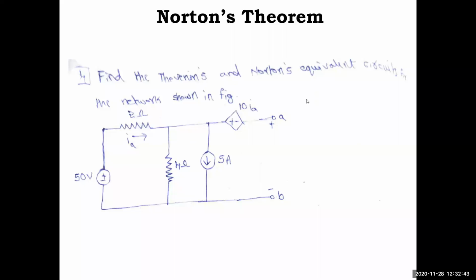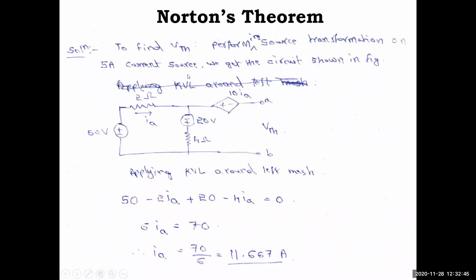Hope you have noted down. To find VTH, performing source transformation on the 5 amp current source, we get the circuit shown. So this is shown here. The current direction is downwards, that's why it is minus plus. Conventionally current flows from minus to plus, that's why minus plus 20 volt is taken. 4 ohm and 10 IA remain as they are.